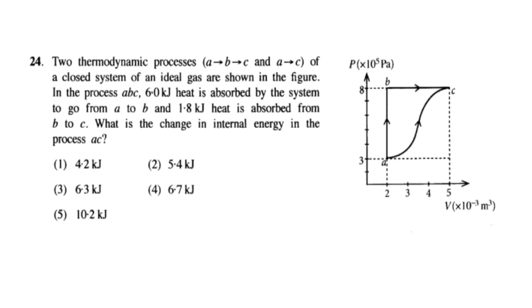Then we consider the process from B to C. Again we use the same equation, delta Q equal delta U plus delta W. Delta Q is 1.8, delta U is the unknown quantity that we have to find, and delta W is 2.4, which we calculated before from P into delta V. Then you get delta U as minus 0.6.